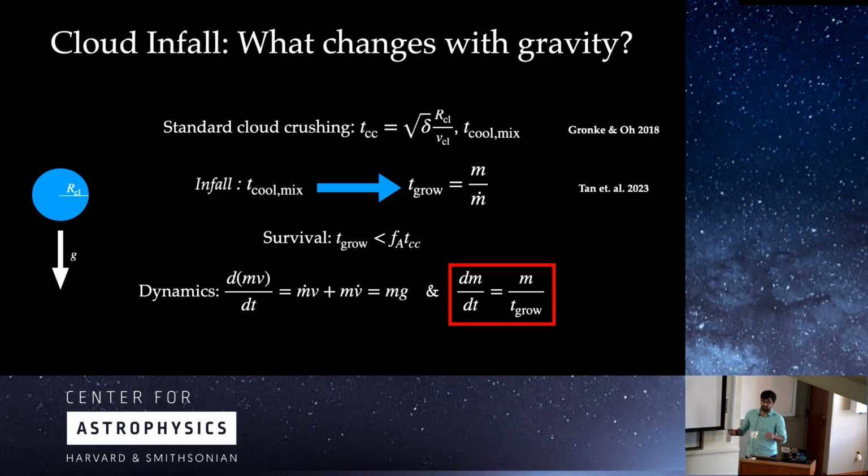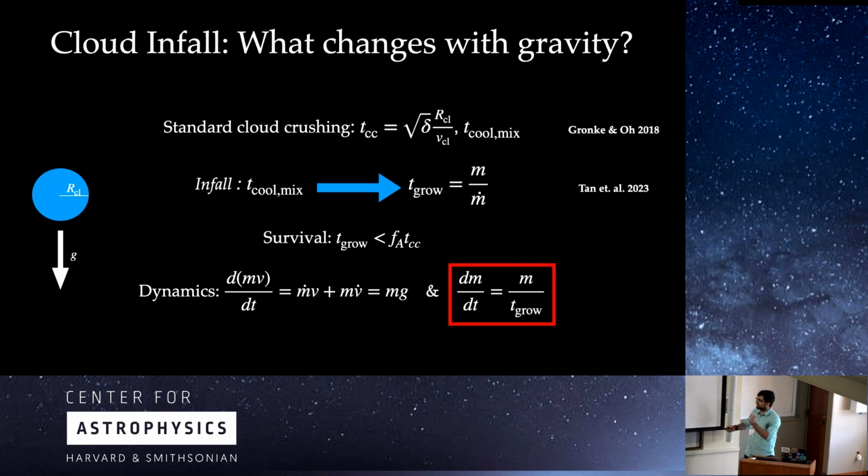But when you include gravity, when you follow a cloud as it falls under the influence of gravity, instead of T-cool mix, the relevant parameter is T-grow, which is far more stringent. The T-grow and T_CC criterion is the necessary and sufficient criterion in this case, and it's more stringent than just the T-cool mix and T_CC criterion. What do I mean by T-grow? It's the growth timescale of the cold mass in the cloud as it falls through the CGM.